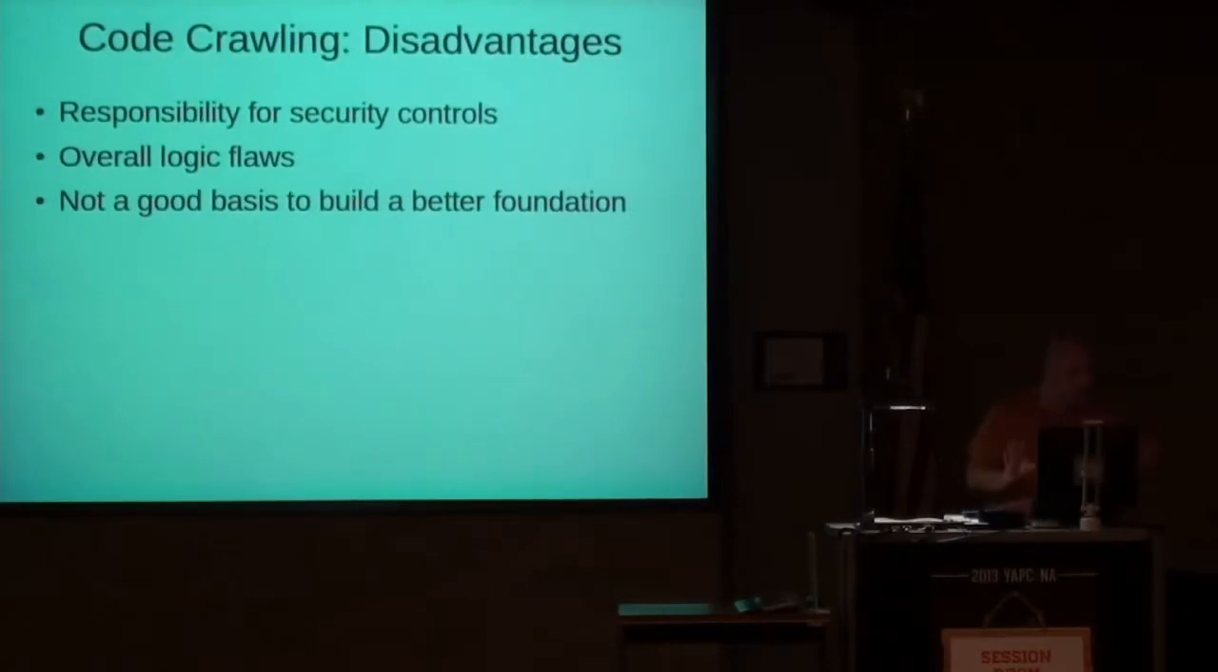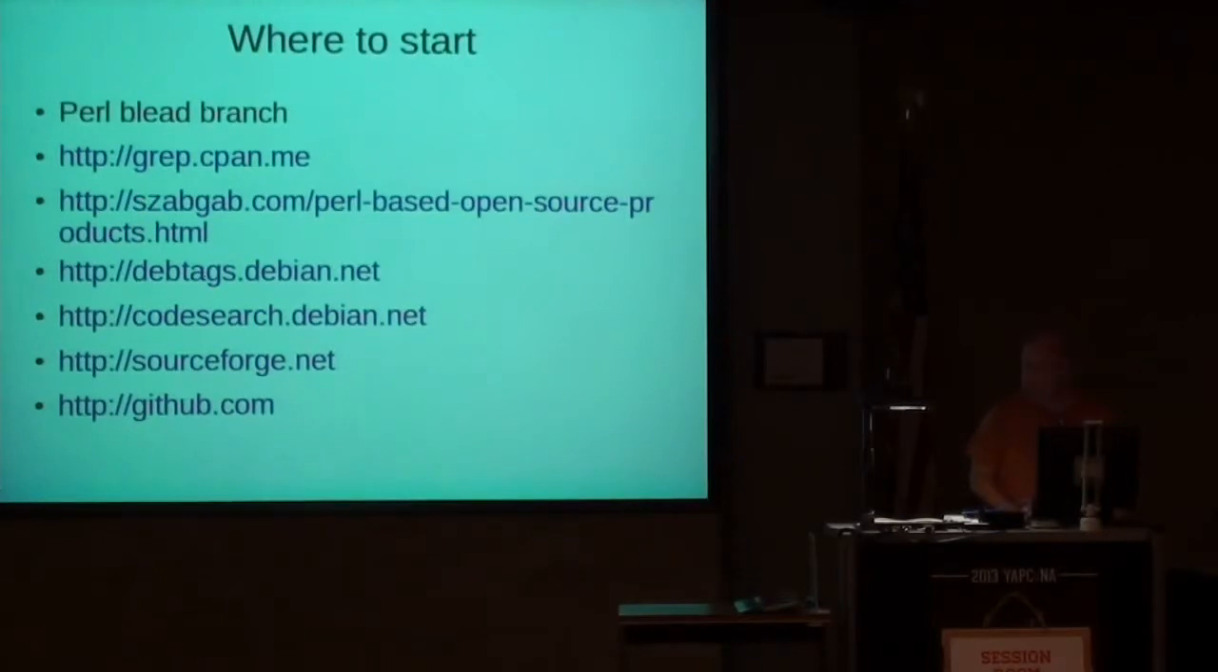So let's say I've convinced you all, and you all want to go out there and grab some code and look at it. Where exactly should you start? Obviously, anything in the core Perl tree is very important. If you want to look generally at all CPAN code, grep.cpan.me is a great site to do that. If you can formulate a specific vulnerability as a regular expression, you can basically pull them all up there and then start going through and validating them.